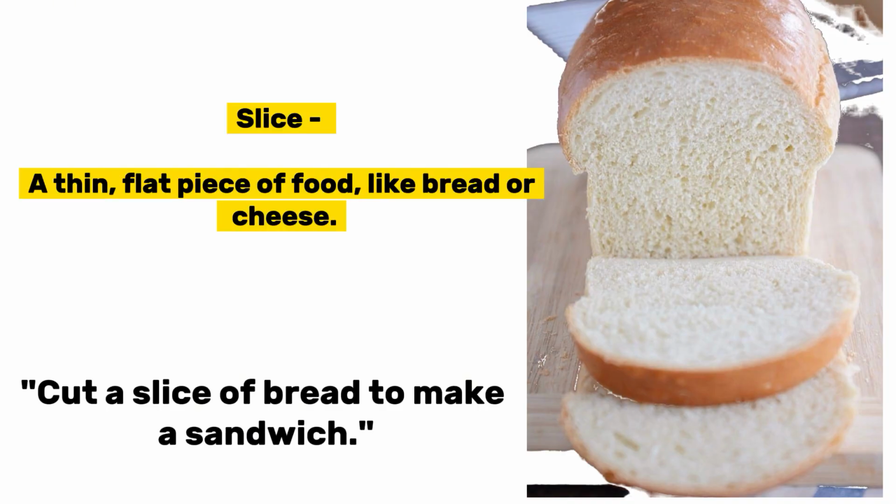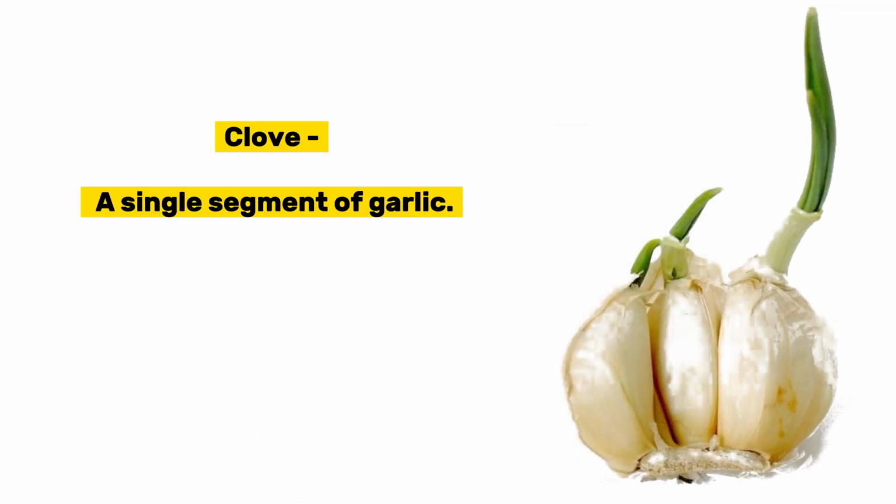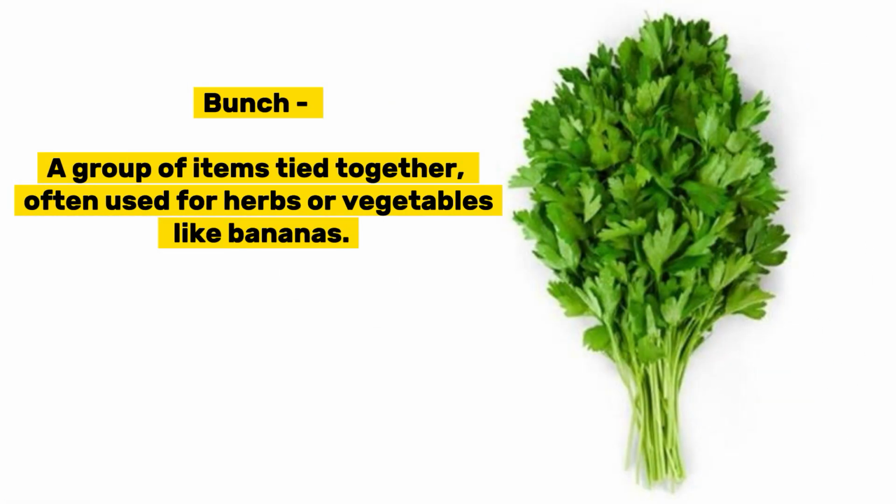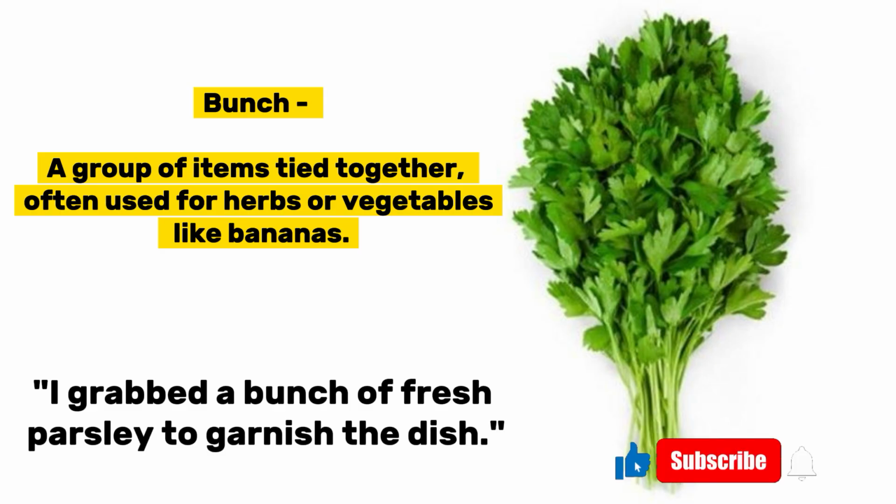Next is slice, a thin flat piece of food like bread or cheese. For example, cut a slice of bread to make a sandwich. Next is clove, a single segment of garlic. Chop 1 clove of garlic and add it to pasta sauce. Next is bunch, a group of items tied together. For example, I grabbed a bunch of fresh parsley to garnish the dish.